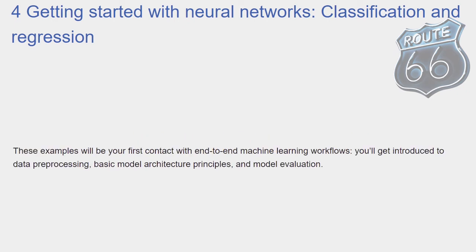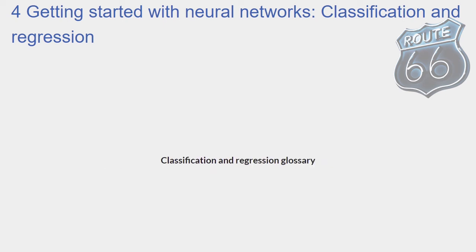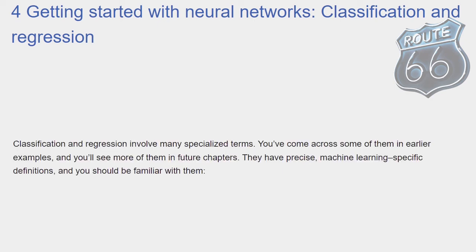These examples will be your first contact with end-to-end machine learning workflows. You'll get introduced to data preprocessing, basic model architecture principles, and model evaluation. Classification and regression glossary. Classification and regression involve many specialized terms. You've come across some of them in earlier examples, and you'll see more of them in future chapters. They have precise, machine learning-specific definitions, and you should be familiar with them.